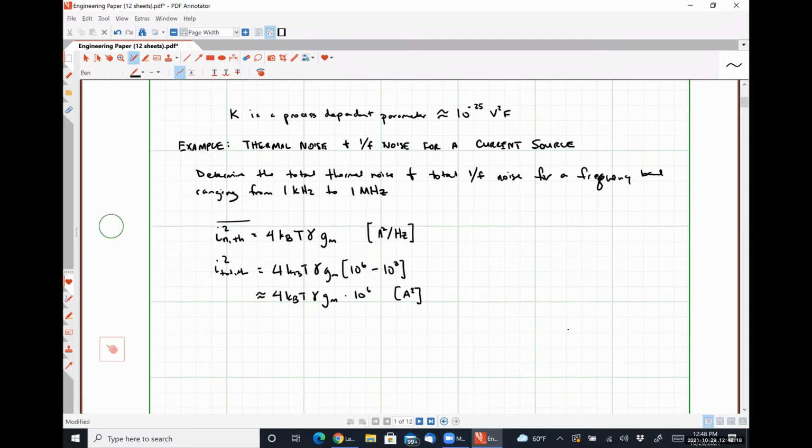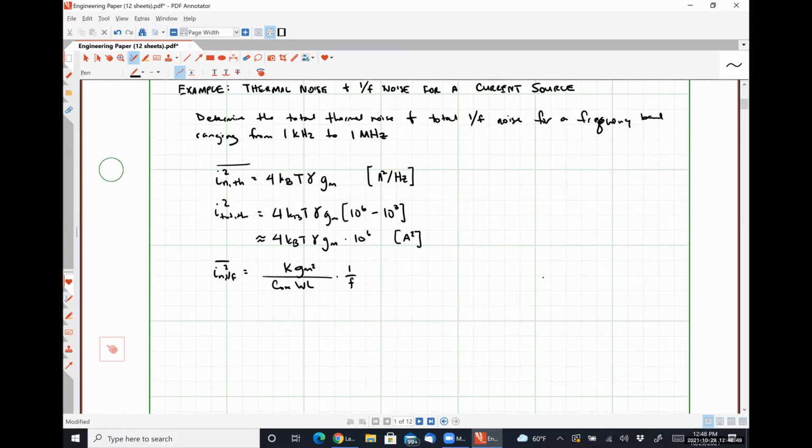For our 1 over F noise, it's going to be a little bit more difficult because we have a frequency dependency, right? So our 1 over F noise is given by K Gm squared divided by Cox WL, and I'm explicitly taking out that frequency term because to find the total noise, I'm going to have to actually integrate this since it is frequency dependent.